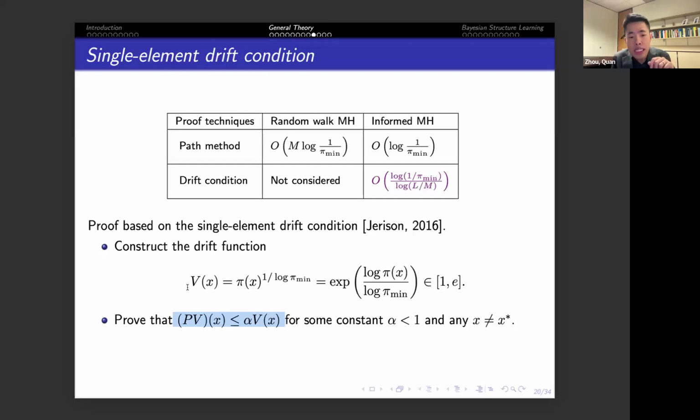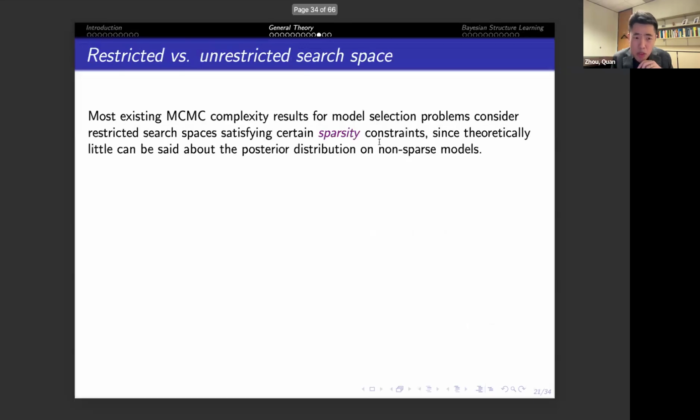And I also want to say that if you look at the literature on the general theory of MCMC complexity on continuous spaces, people have also used the drift and the minorization condition. And in those cases, the drift function usually takes the form 1 over square root of pi(x). So it is similar to what we have here, but we see that this exponent is different. Okay. And then this is the final bound we obtained. You'll see that this is a little bit better than the bound we obtained using the PASS method.